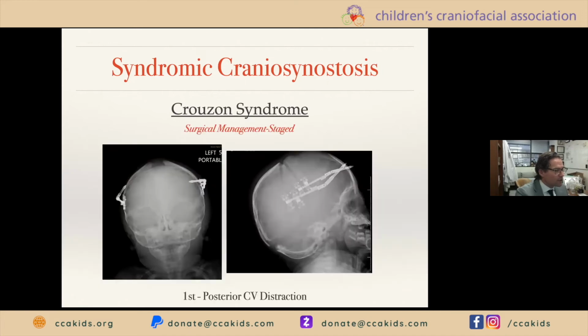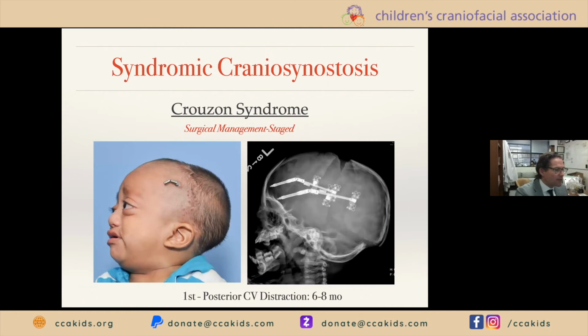Because they're going on to fuse, we do something called a posterior cranial vault distraction. This is an X-ray of that, and these are little distractors. Essentially, we make a cut in the bone, and then we put these little distractors on, which are essentially little ratcheting mechanisms, and we turn them, and they move the head backwards and give the child's brain more room.